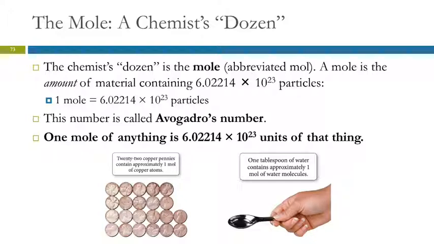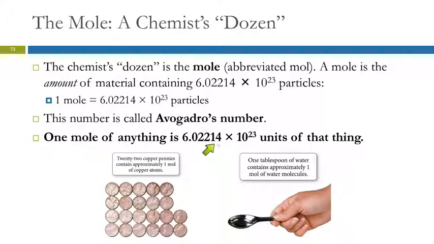Enter the mole. So a mole, sometimes called the chemist's dozen, because it works like a dozen. A dozen is 12 things. A mole is a particular number of things. It's just this really weird number. A mole is 6.02214 times 10 to the 23rd units of that thing. That's a really, really big number.